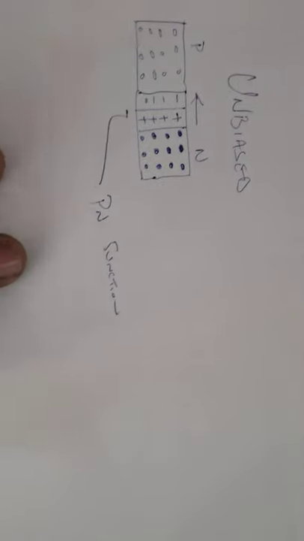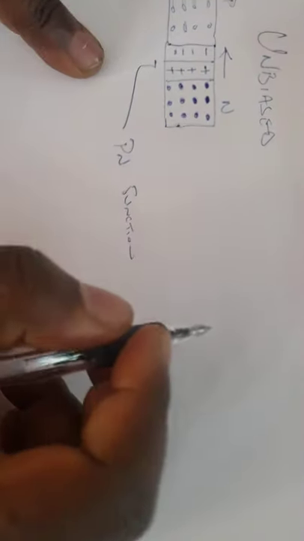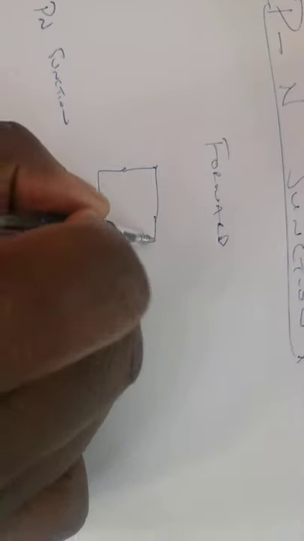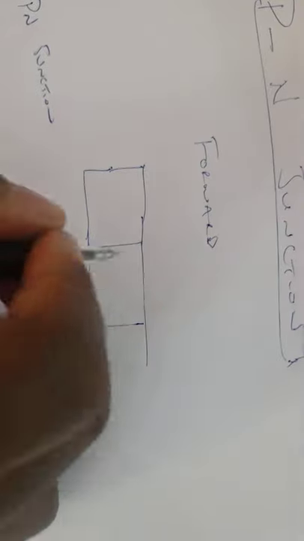But in order for us to forward bias this junction, we want to get current to actually flow across it. So we still have our scenario here. We have our P and we have our N, so we have our p-n. So what is going to happen right here?